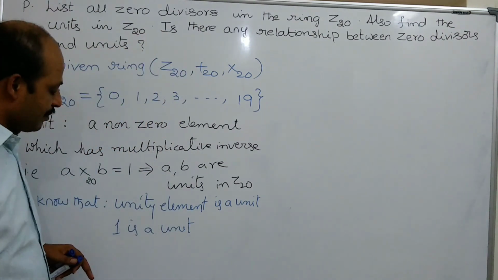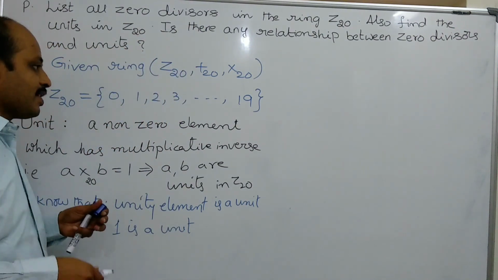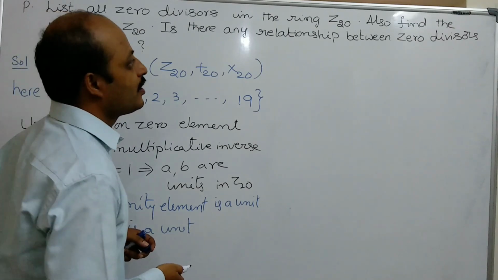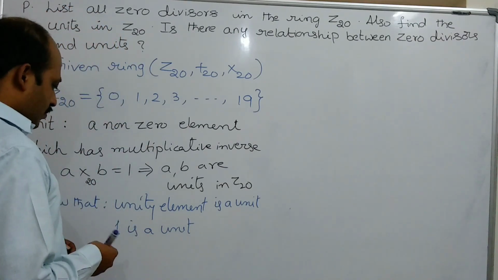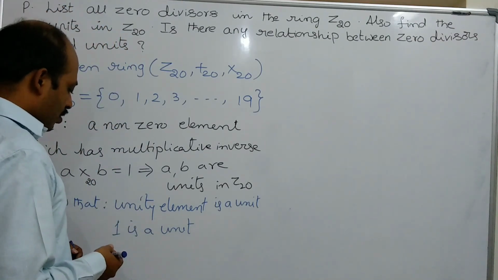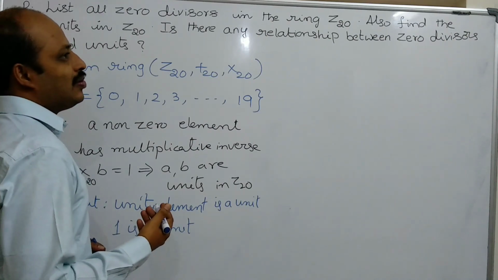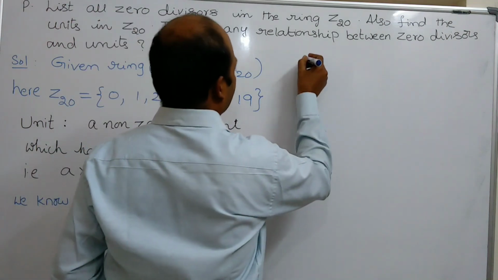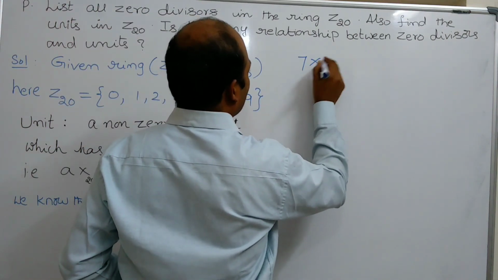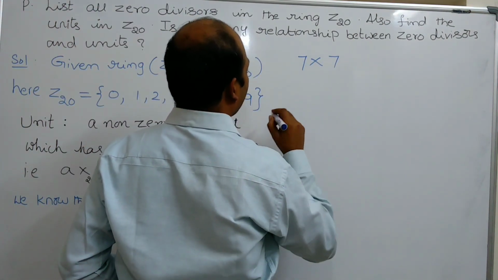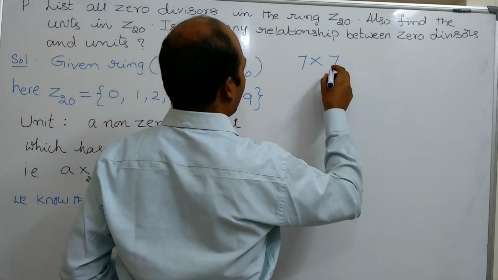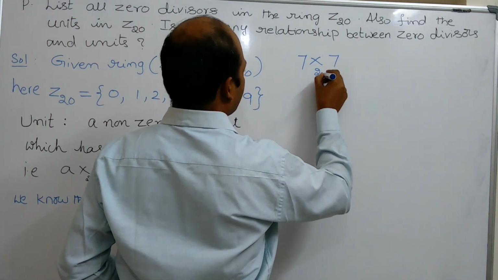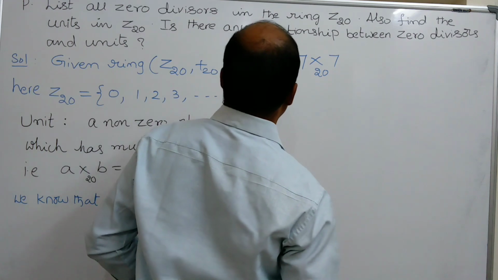Two is not a unit because it is a zero divisor. 3 is not a unit, it is a zero divisor. 4, 5, 6, 7. You observe that 7 sevens are 49. Multiplication modulo 20, 9 you get.